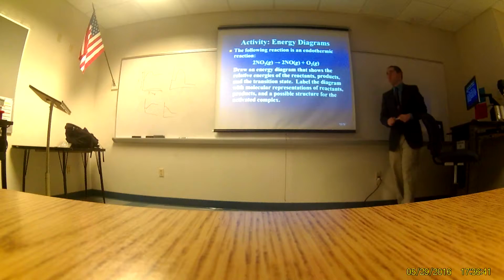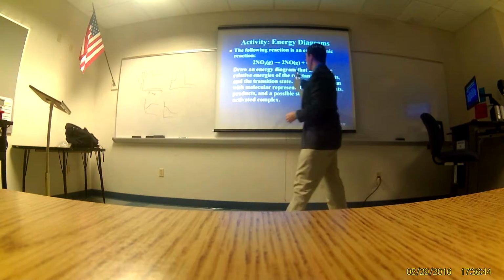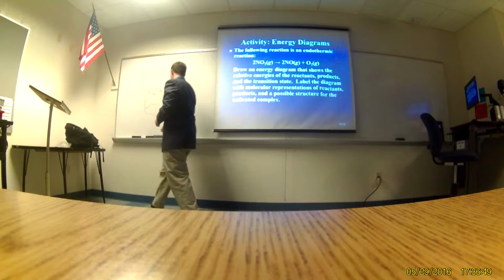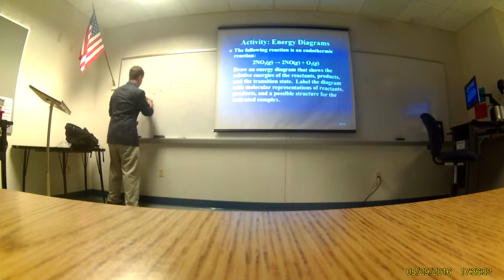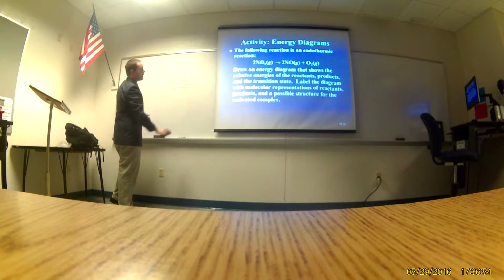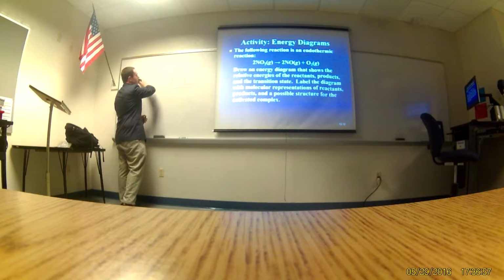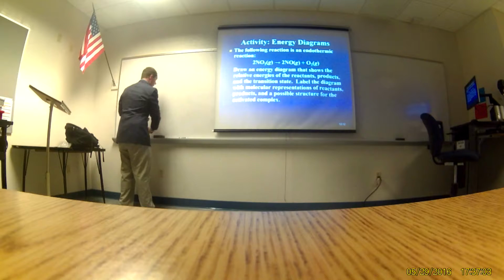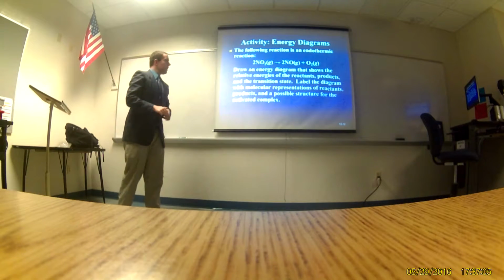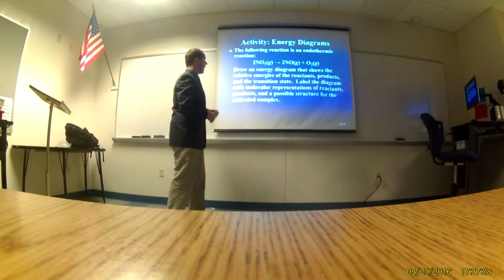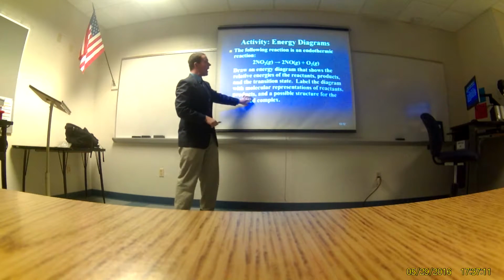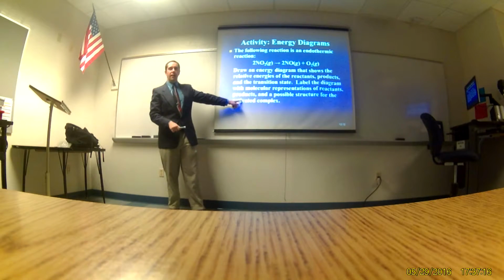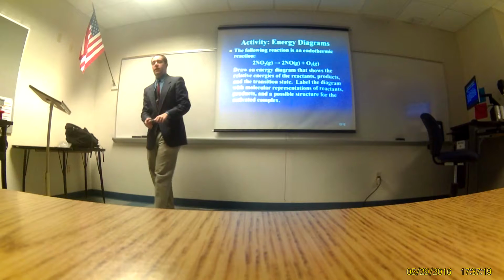So we're going to do an example of one of these energy diagrams. We have a reaction. NO2 is going to give us NO and O2. And we're going to draw an energy diagram. It says, draw an energy diagram that shows the relative energies of the reactants, products, and transition state. And then we have to label them with molecular representations of the reactants, products, and what the activated complex, the transition state, we think that is going to look like.